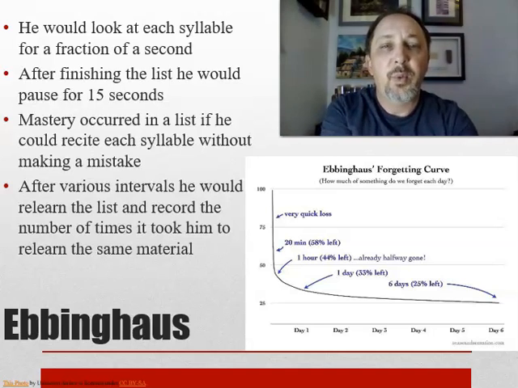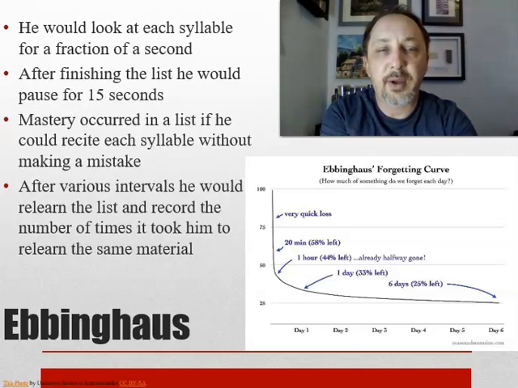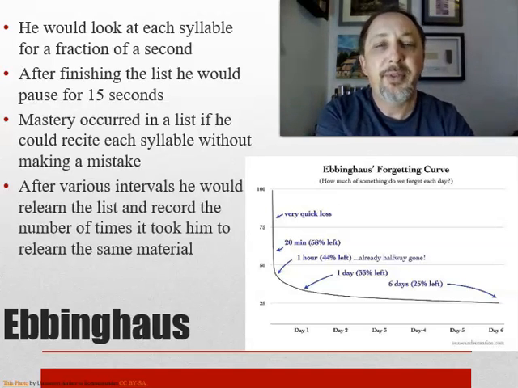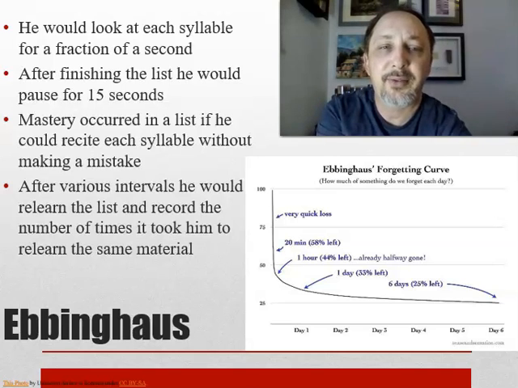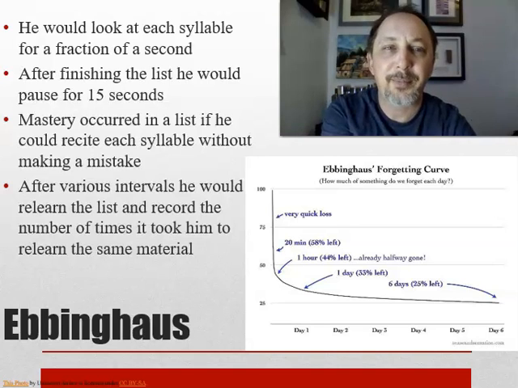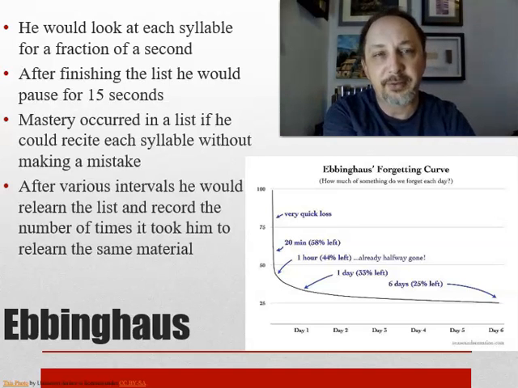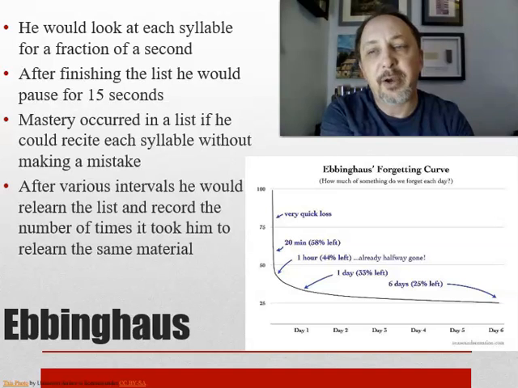What he found was that a lot of the material was forgotten almost immediately, in a very short period of time. After 20 minutes, just over half of the information was still available. But then by an hour, you still have 44%, a day 33%, in 6 days, you still had a quarter of it. So you have this fast decay that then kind of levels out.